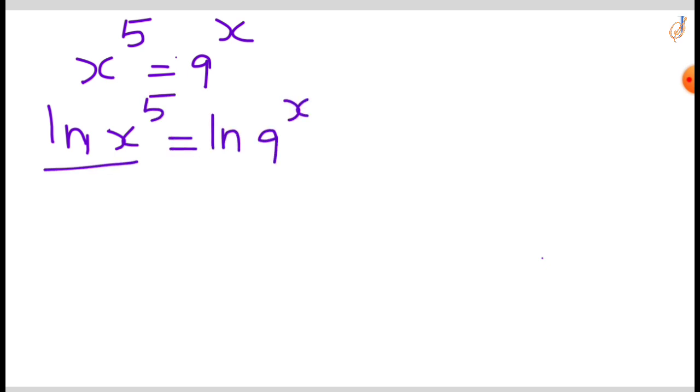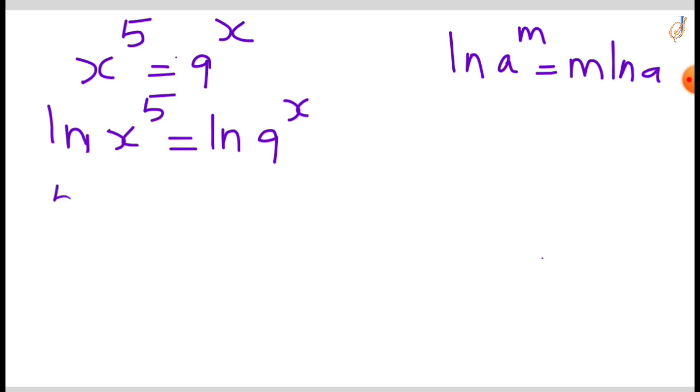So now the left hand side is in the form of log of a power n. We can write this as n times log a according to the log property, isn't it? So we can write this as 5 times ln x, that is equal to, this is also in the form of ln a power n, so we can write this as x times ln 9.